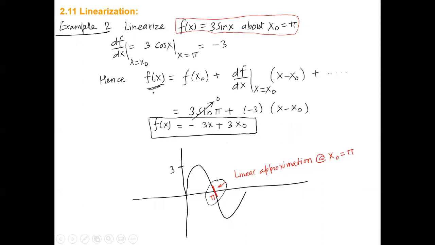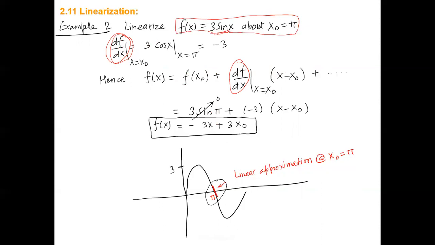f(x) equals Taylor's expansion. So your f(x) equals f(x0), where x0 is pi, then the derivative of f calculated at x equals x0, in our case pi, times (x minus pi). We'll put that pi there later on, but for now let's keep working on it. So what is your df over dx? First of all, you need to figure this out, right? What is the derivative of function f with respect to x?